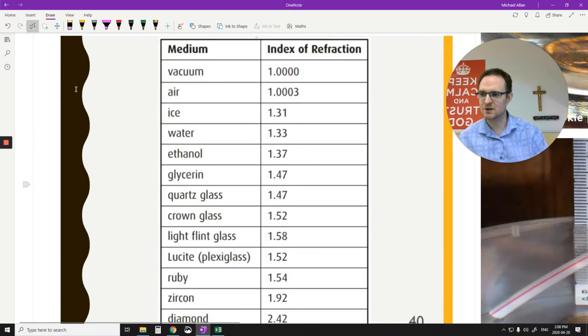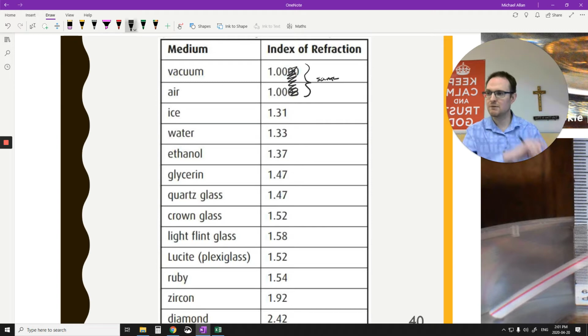You notice that these numbers here, if you look down here, there's a whole page of numbers here. Vacuum and air are relatively close to each other. If you go with the 2 sig digs here, or the 3 sig digs here, if you get rid of these decimals, vacuum and air are essentially the same. And for the rest of this course, if I talk about air, you can just say it's 1. If I talk about a vacuum, it's also 1. We can ignore that 0.03 at the end.